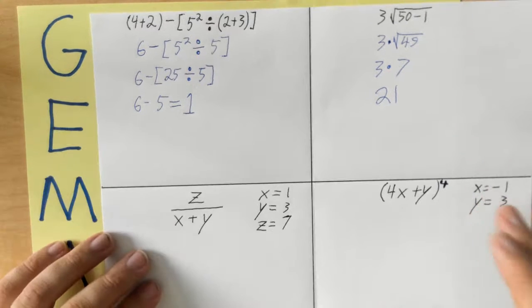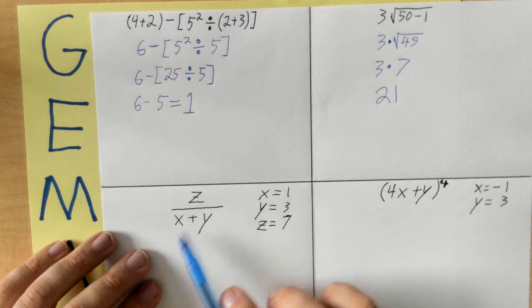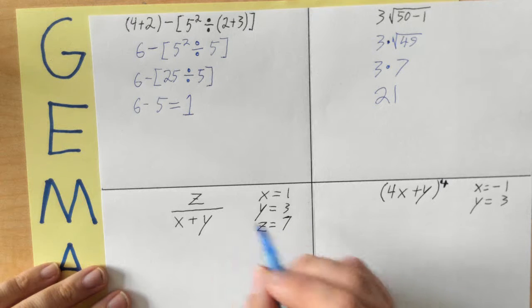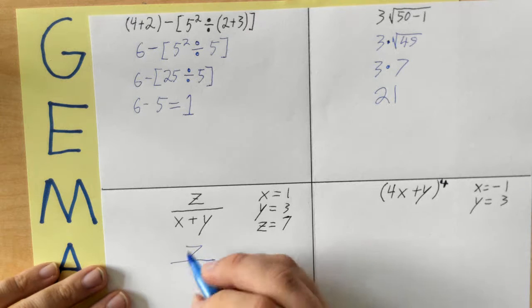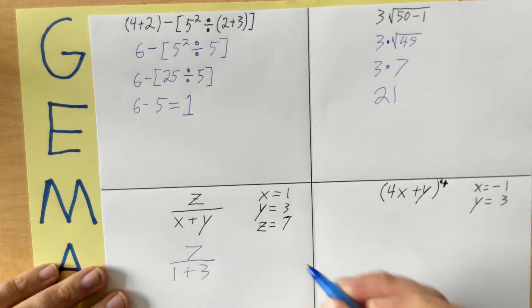All right, these bottom ones I'm noticing have variables. That means we're going to have to plug in these variables into the expression. That's the first thing I'm going to do. So here it says z is 7. We've got x being 1 and y being 3.